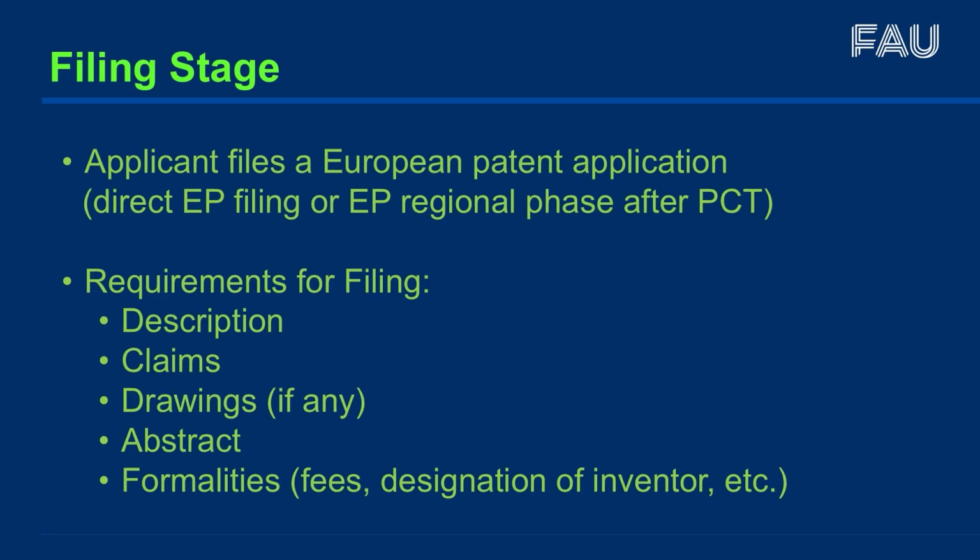Let us now take a closer look at the individual steps of the European patent procedure. The first step is the filing of the European patent application. This must be done in one of the EPO's official languages, German, English, or French. If the application is filed in another language, a translation into one of these official languages can still be submitted within a certain time period after filing.